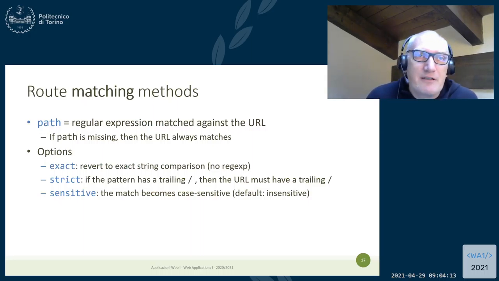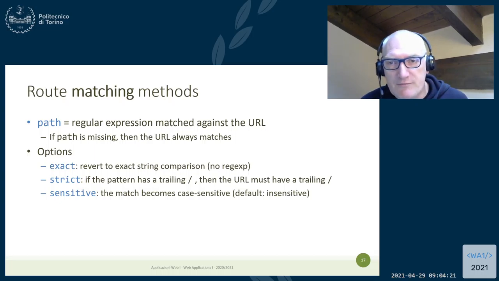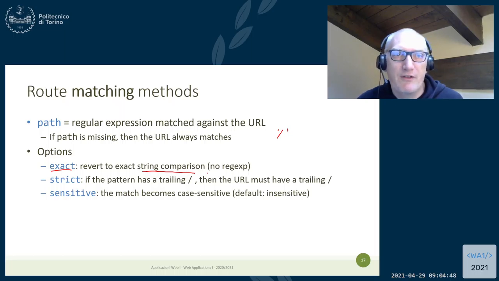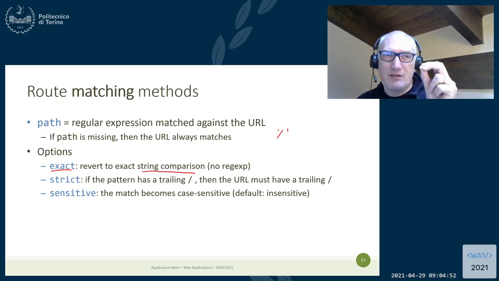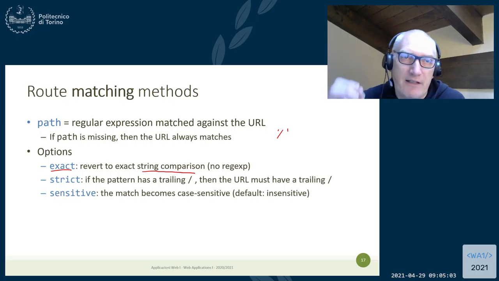For route matching, the default is interpreting the path string as a regular expression. So just remember that if there is no path, everything matches, or also if there is a slash, it will match every page in the application, because every page will start with slash. If we want, we can restrict this kind of matching with the exact attribute that will do just a string comparison and no regular expression. So if we are writing an exact attribute, then the path will be compared by string comparison. If we don't write an exact, we will have a regular expression. And then the other attributes are just for specifying the mechanism for matching.